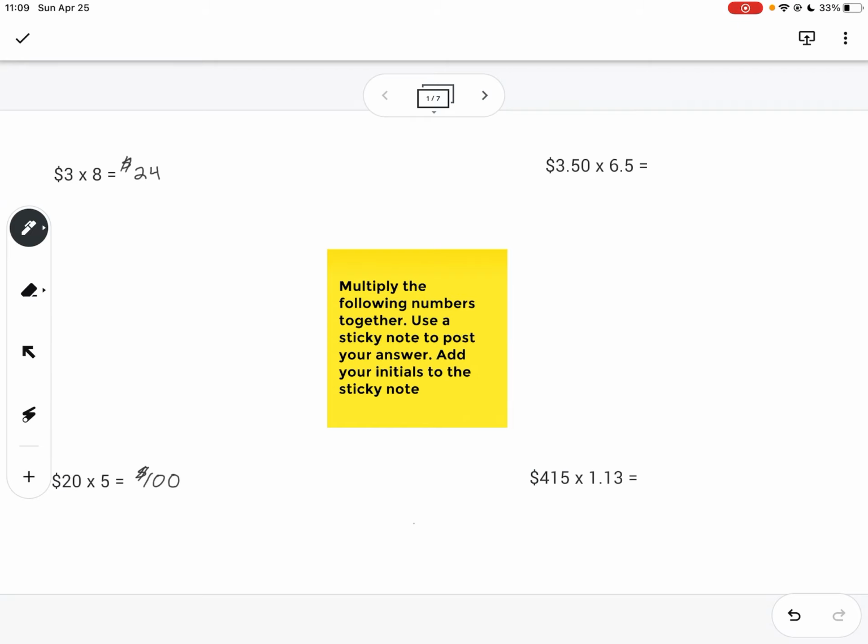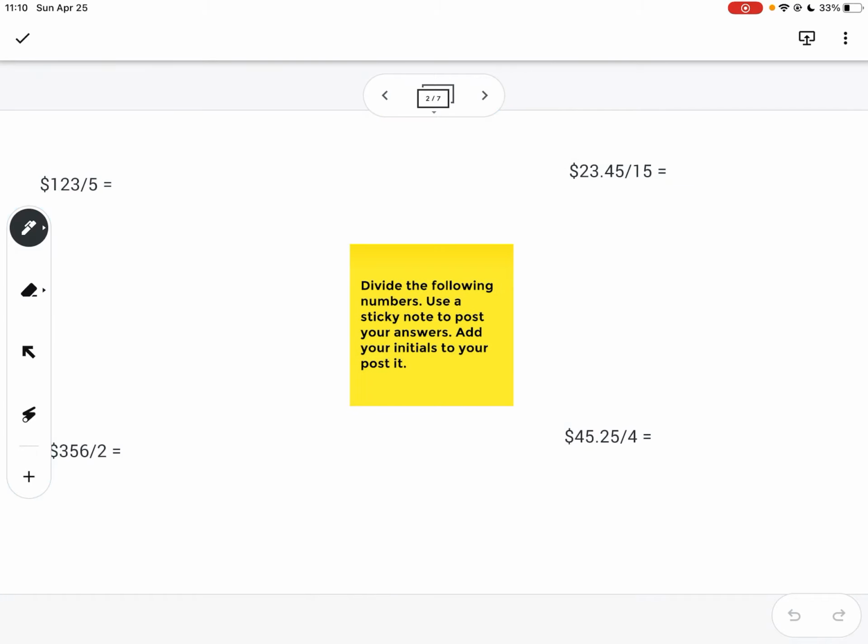Let's see, 350 times 6.5 gives me $22.75. And then the last one is 415 times 1.13, which is $468.95. Next, let's do some division.